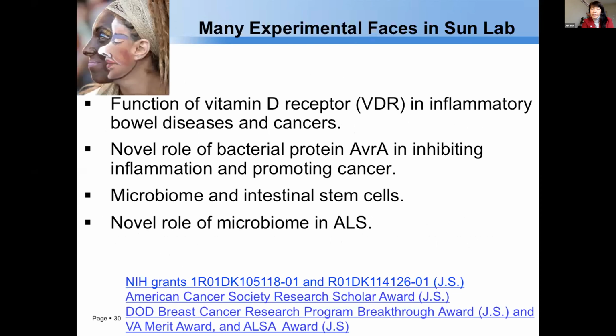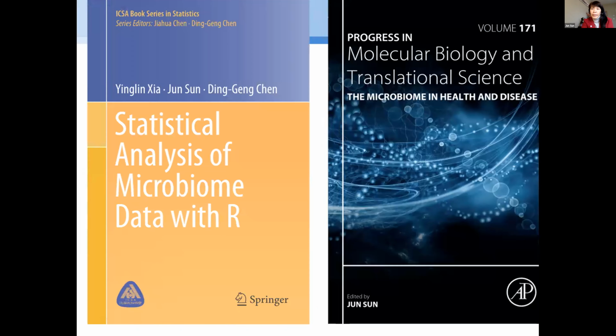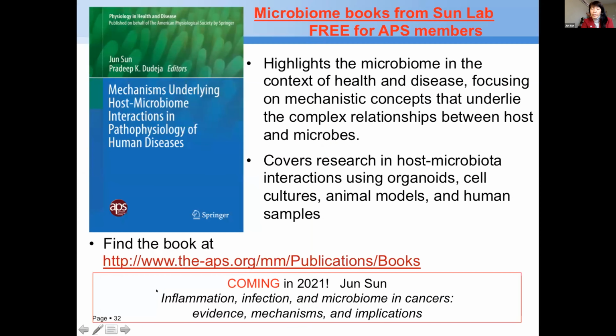We have multiple things going on in the lab trying to understand the microbiome in different diseases. If you are interested in this topic, feel free to contact me by email. We have books on how to analyze microbiome data and on the progress of the microbiome in different diseases. Another one is ongoing and already posted online. It's about inflammation, infection, and microbiome in cancers. I organized this big book to discuss the microbiome in different organs. You are welcome to take a look and discuss with me if you're interested in these topics. Thank you.